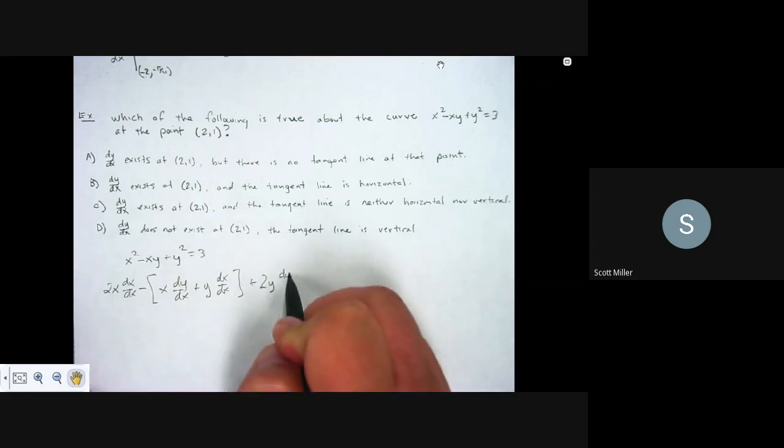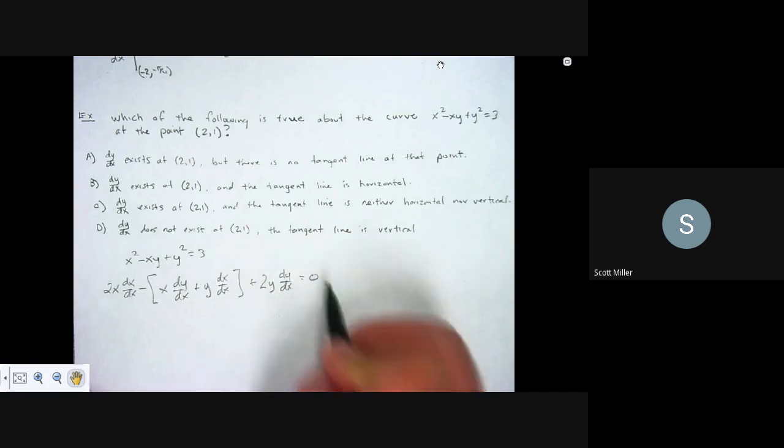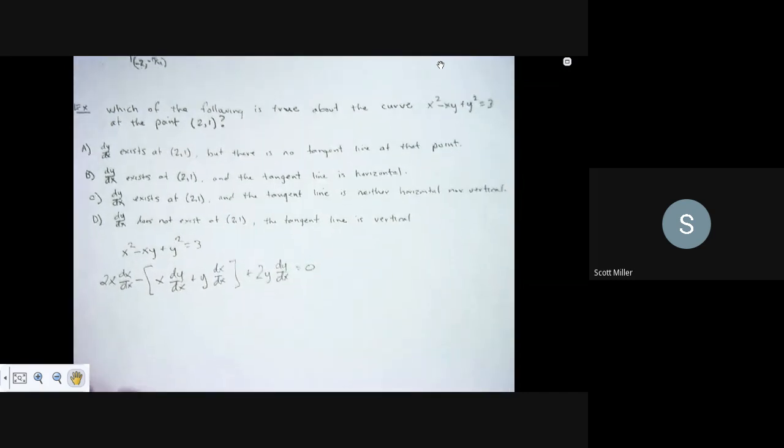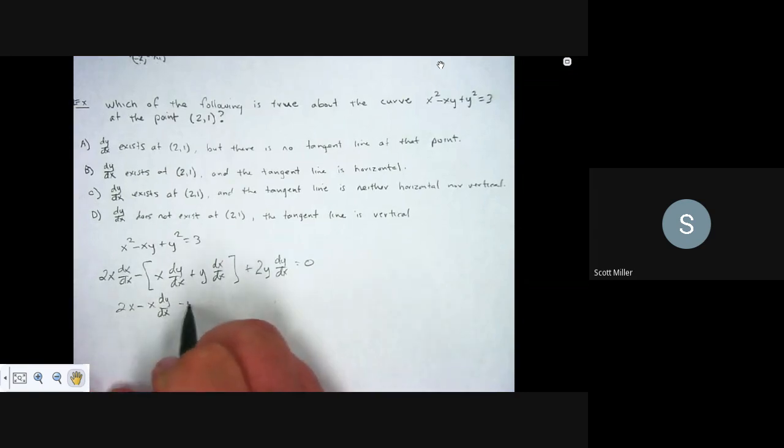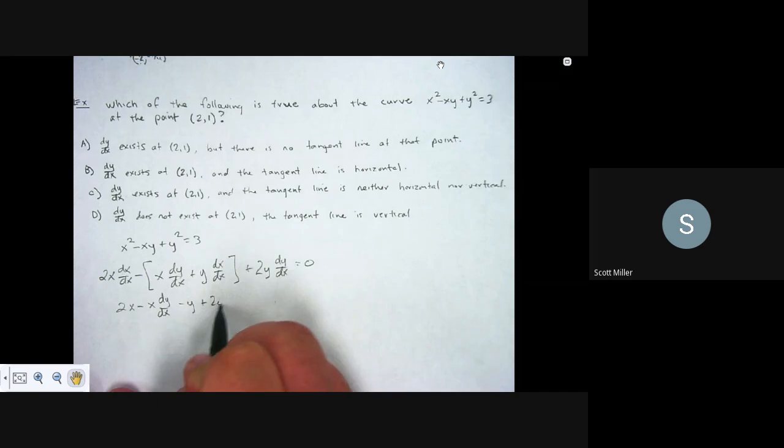Plus 2y, chain rule, equals 0. So I now have 2x minus x dy/dx minus y plus 2y dy/dx equals 0. And so dy/dx is y minus 2x over negative x plus 2y. So there is our derivative.